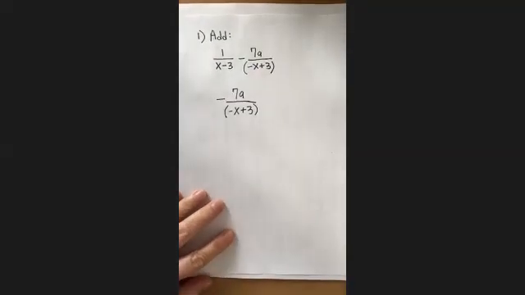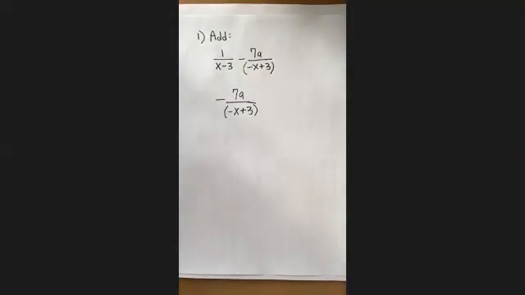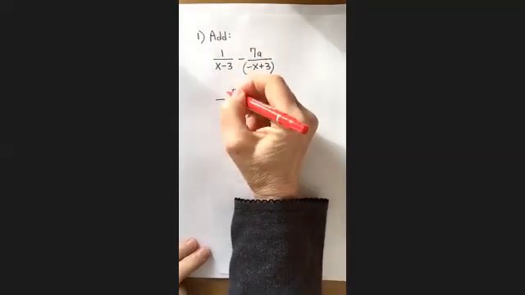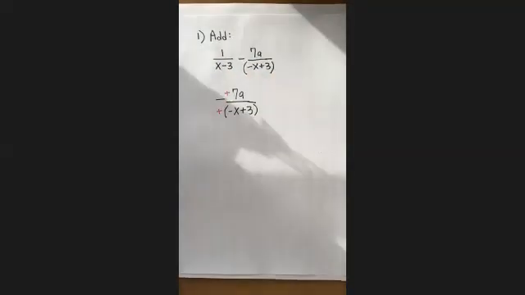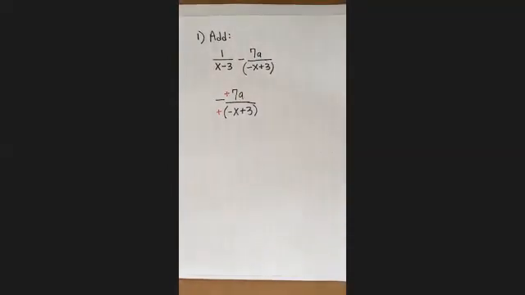Remember that I can change any two of the signs and not change the sign of the fraction. So these are the signs that are there now. The numerator is positive, plus 7a. The denominator is also positive, but it's minus x plus 3, and the fraction itself is negative.